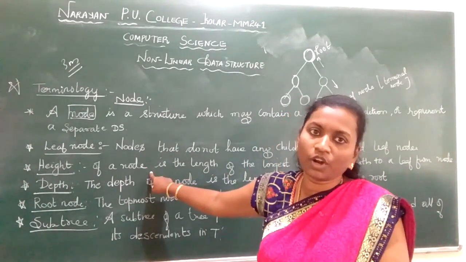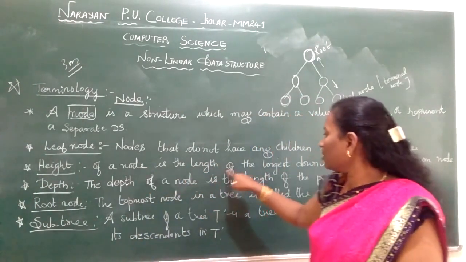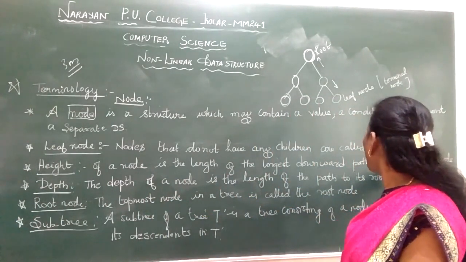Next, height. What is the height of a tree? If they ask you height, the height of a node is the length of the longest downward path to a leaf node.